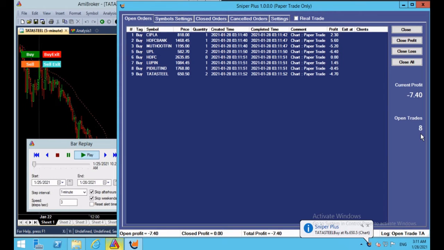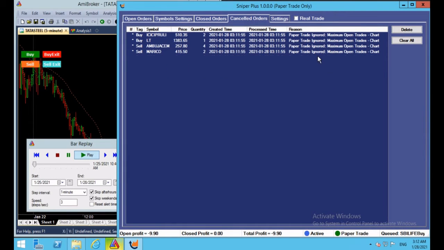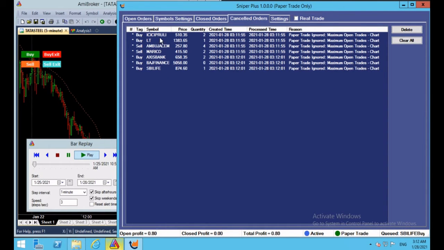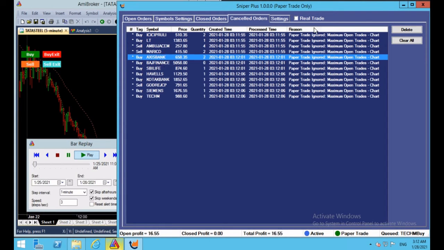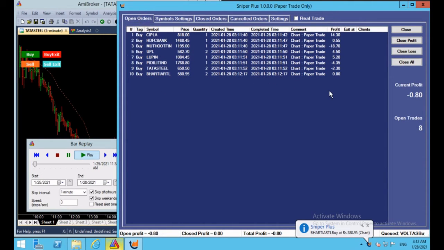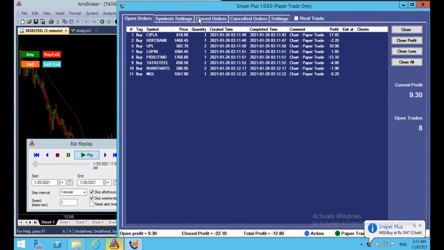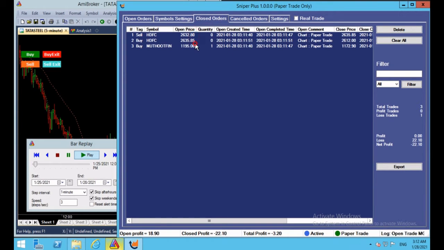Now it's 7, 8. Here we can see that open trades are 8. Here the maximum open trades are 8. Now other orders have been cancelled here. Here we can see L&T, then Marico, then Axis Bank. These are ignored because of the maximum open trades. We have already given those conditions there. So if an order is cancelled or closed, then it will take again.